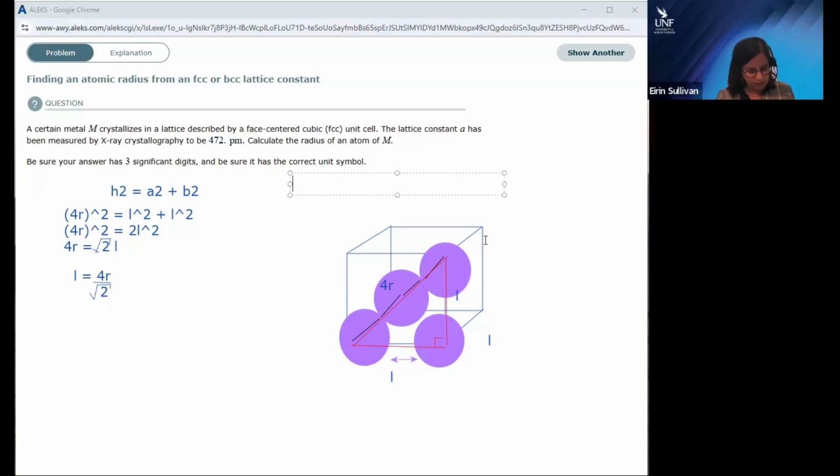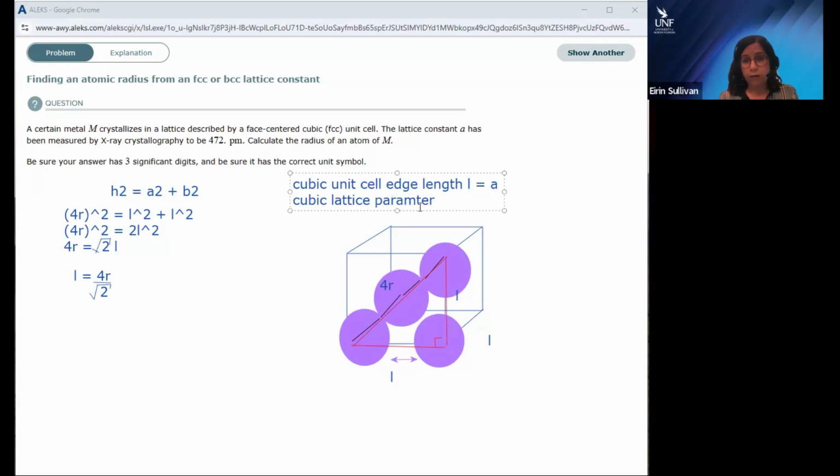And don't forget, for a cubic unit cell, we might call that edge length L or A, which is the cubic lattice parameter. Those are the same things, okay?